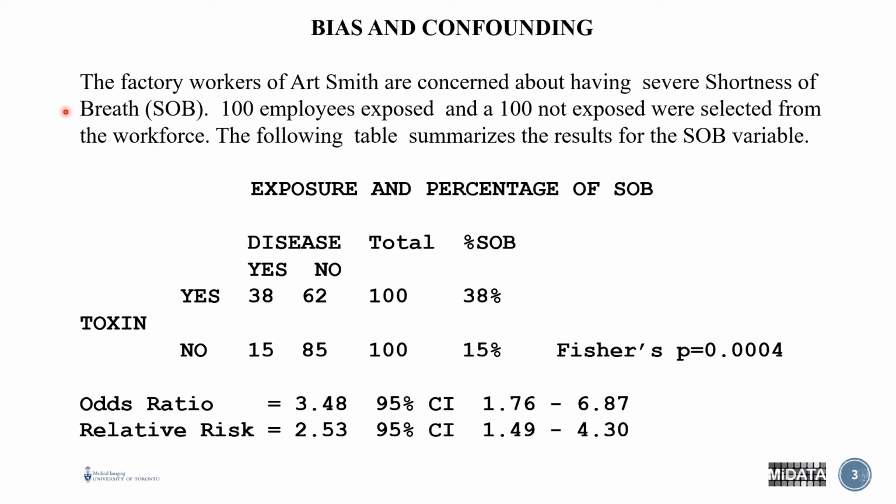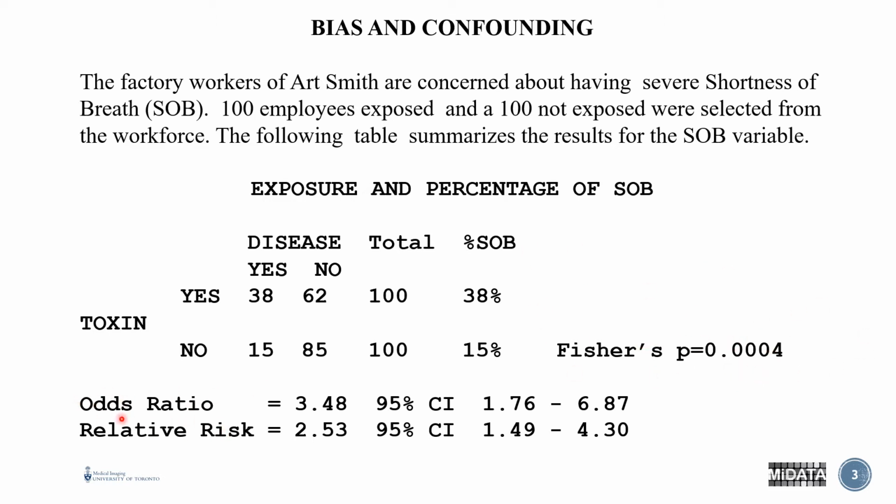So, the factory workers of Art Smith are concerned about having severe shortness of breath, SOB. 100 employees exposed and 100 not exposed were selected from the workforce, and here is the table summarizing the results for SOB. If you look at this as a classic contingency table, you have your disease yes, no, you have your toxin yes, no, the presence of the toxin, you have your totals by row, and then you have your percent SOB. So you have 38% when the toxin was present, 15% when the toxin was not present. You do a Fisher's exact test and you get significance.